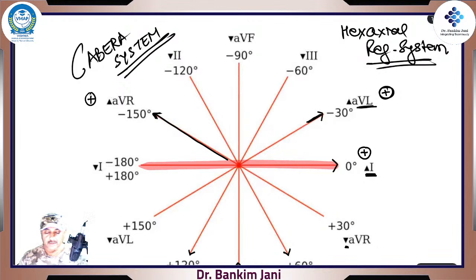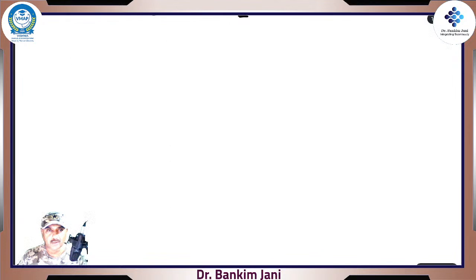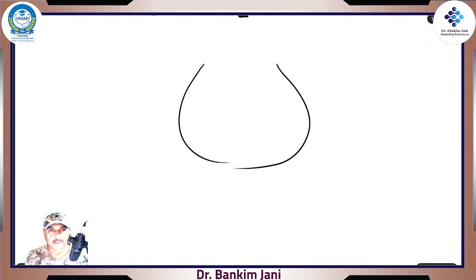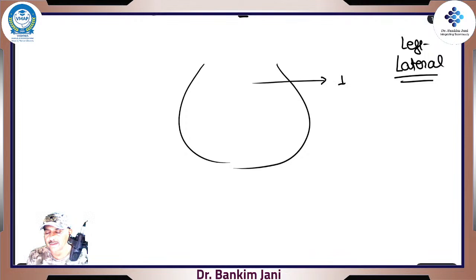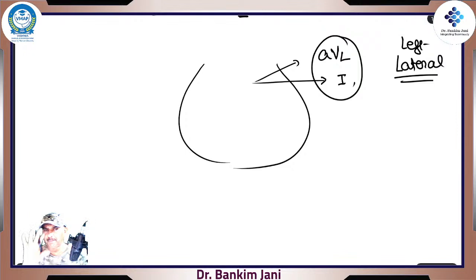It is not necessary that we need to memorize this, but once you have understood it, see how easy it becomes. If this is the heart, then the lateral side, I mean the left lateral side, which leads would be watching it? Instantly you will say it was lead 1 and AVL. So our findings would be pretty similar in AVL and lead 1.